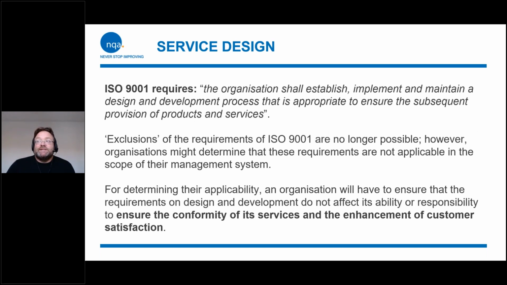So like we've already said, the organization should establish, implement and maintain a design and development process to ensure subsequent production or provision of products and services. So exclusion is no longer applicable, no longer possible. However, the organization might determine that the requirements no longer apply in terms of your management system, but that's quite rare. For determining their applicability, an organization will have to ensure that the requirements on design and development do not affect its ability or responsibility to ensure the conformity of its services and the enhancement of customer satisfaction. So that's the key thing there.